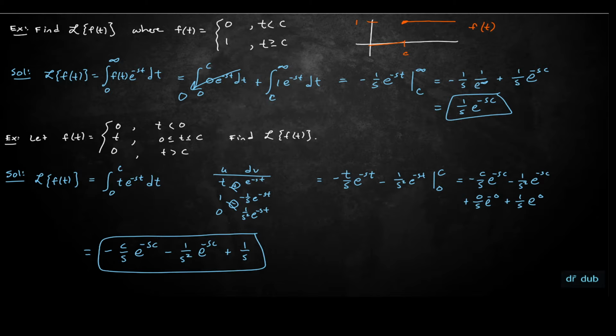So our answer is negative c over s minus 1 over s squared plus 1 over s. Let's see, did I miss a square? Yeah, that one should be squared. Right there. Yeah, square right there. You're exactly right, Sam. Very good.